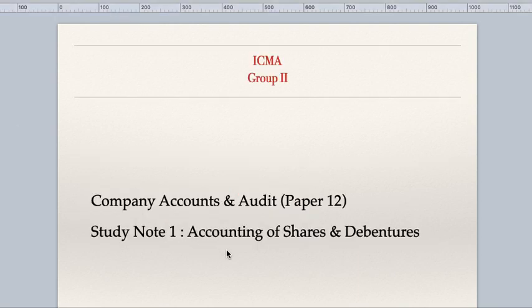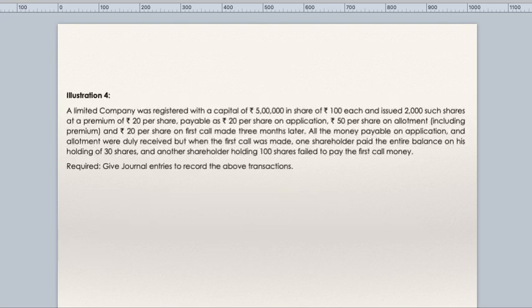Please go to study note number 1, accounting of shares and debentures. I will explain a few illustrations. Go to illustration number 4.